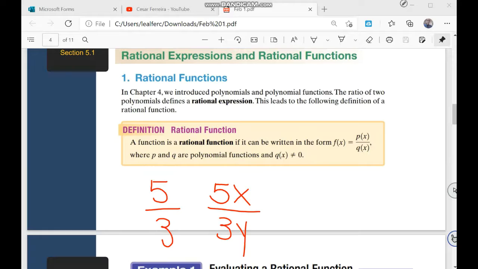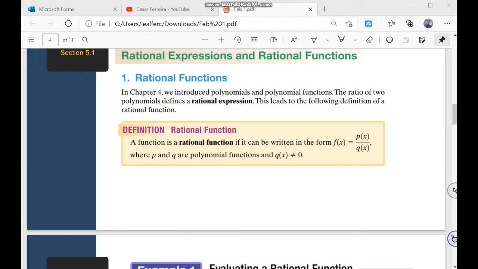See, this is clearly a rational expression, because you have a monomial as a numerator and a monomial as a denominator. Another rational expression: 5x squared minus 4 over 3y minus 1. This is a rational expression as well, because you now have a binomial over a binomial. If you have a polynomial over a polynomial, you have a rational expression.